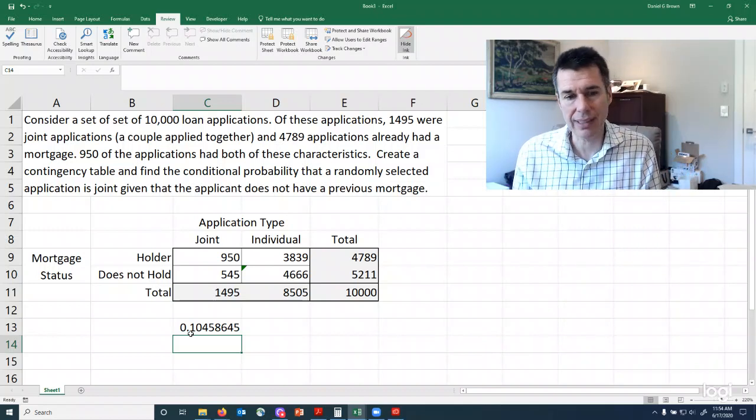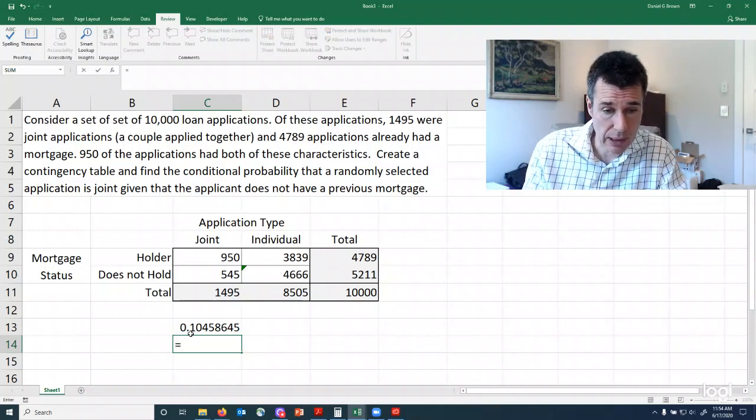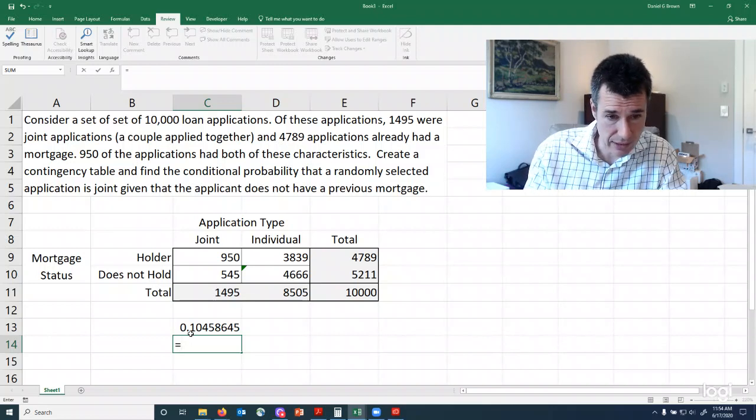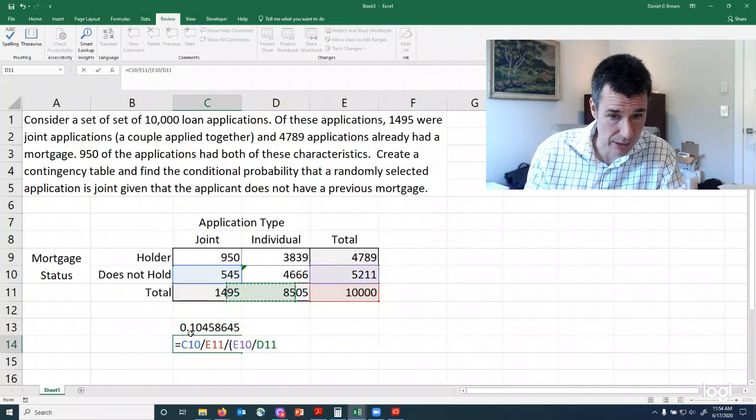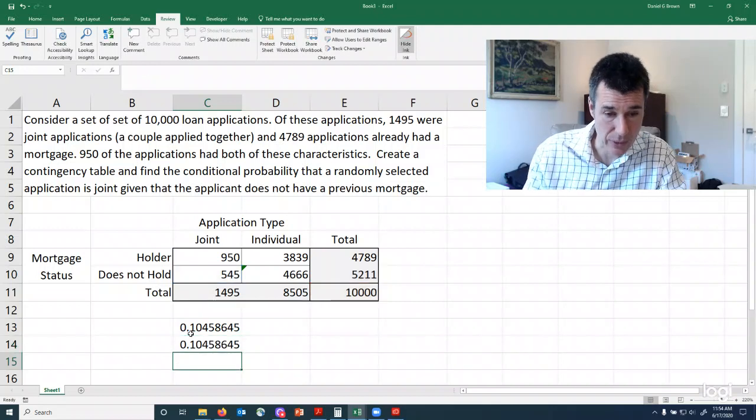Now we can do this in a slightly different way, for which we have a formula. What we can do is the probability that the applicant does not hold a previous mortgage and is joint, so that's equal to 545 divided by 10,000, divided by the probability that they do not hold a mortgage, 5,211 divided by 10,000. We get the same answer.